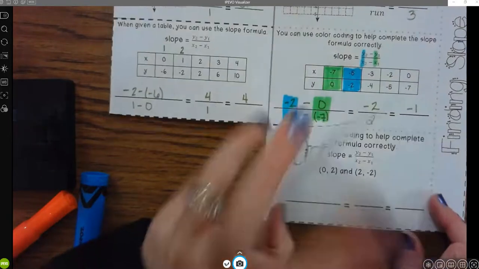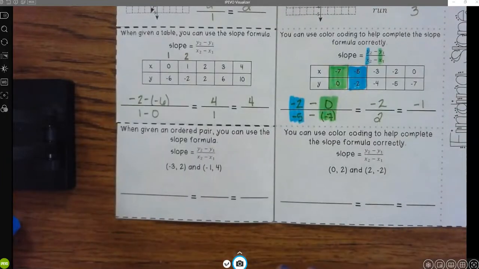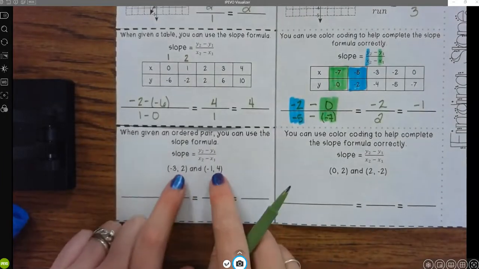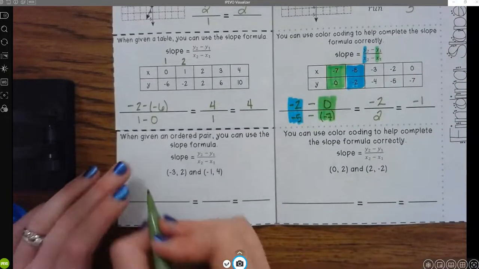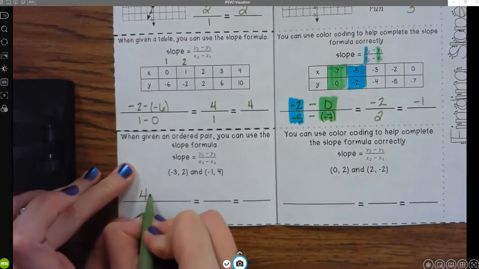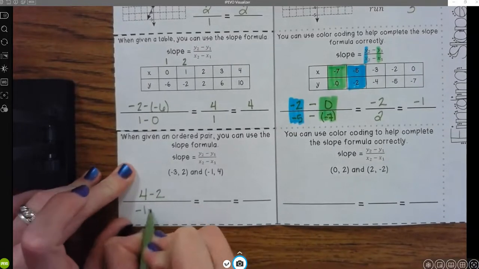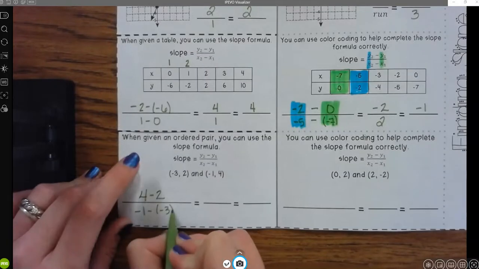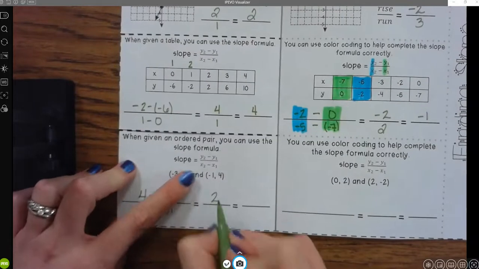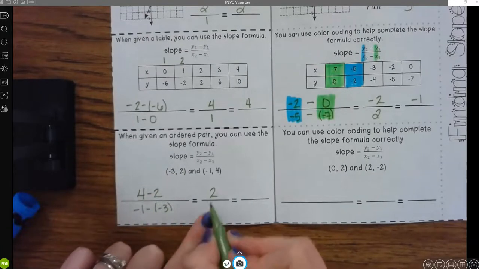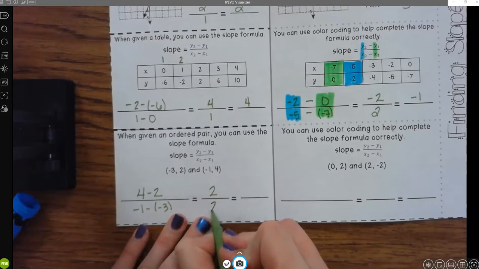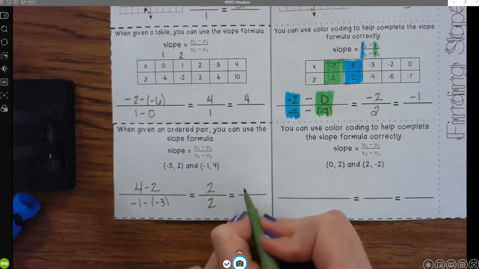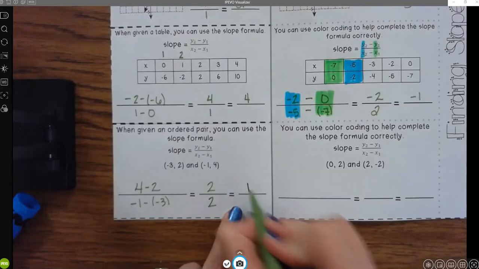Finally, from an ordered pair, when given an ordered pair, you can use the slope formula. So here our ordered pairs are (-3, 2) and (-1, 4). So again, our slope formula, I would do 4 minus 2 over negative 1 minus a negative 3. So 4 minus 2 is 2. Negative 1 minus negative 3 is, why does that not look right? Is a 2. And then this will simplify to 1.